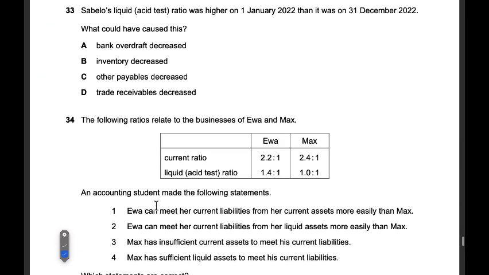Question 33. Sabello's liquid asset test ratio was higher on 1 January 2022 than it was on 31st December 2022. So it decreased throughout the year. If the liquid asset test ratio decreases, that means that the assets have decreased or the liabilities have increased. Let's check if that is the case in any of these options. Bank overdraft decrease, that is a liability decreasing, hence it is wrong. Inventory decrease, inventory is not included in the calculation, hence this is also insignificant. Other payables decrease, this is again a liability which is decreased, this is also not relevant. Finally, we have trade receivables decrease, an asset decrease, hence this is correct.